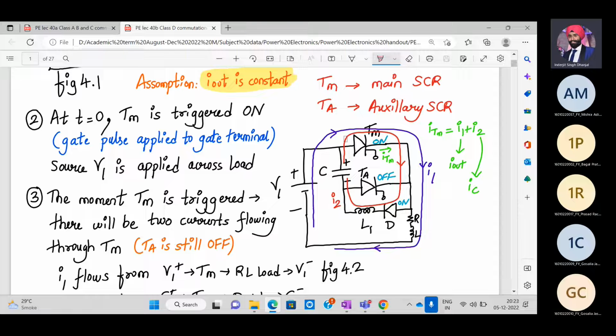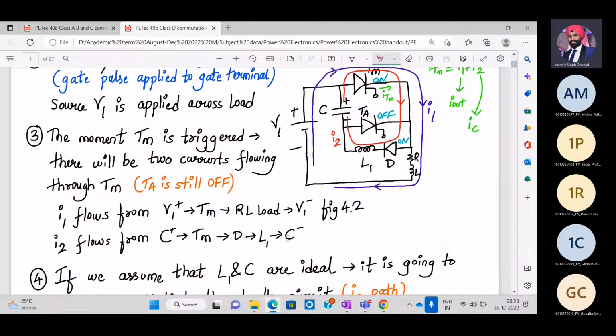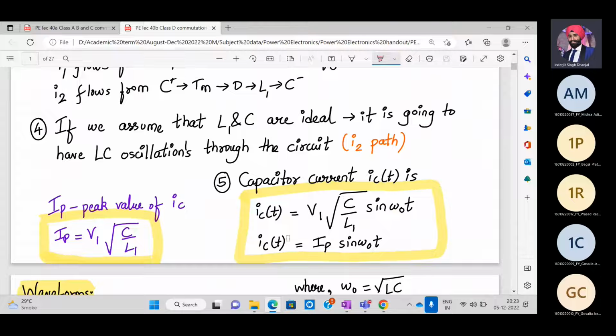Now, that means the moment TM, the main SCR, is turned on, there will be two currents flowing through TM. Remember that TA is off. So the two currents are I1 and I2, that is I out and IC. Here I have written the directions also. If we assume that L1 and C are ideal, it is going to have LC oscillations. Why have I said it has to be ideal? In reality, we have non-ideal L and C, right? So that's why we get underdamped oscillations. But if it is ideal, we will have LC oscillations through the circuit.